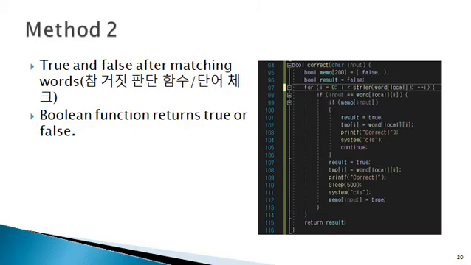Now we can see the Boolean function, whose name is correct. It returns true or false after matching words. A Boolean function returns true or false. It was a little hard function, but I searched the internet and got some concepts and I made my function.